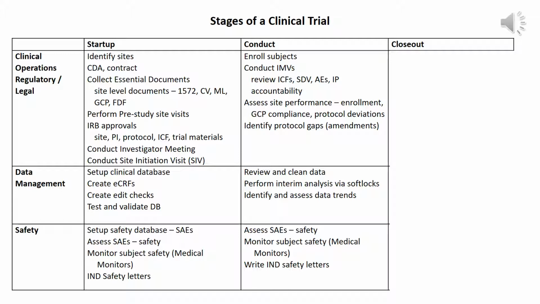On the data management team, they're going to be reviewing and cleaning data. They're going to be performing interim analysis, and they're going to conduct some soft locks so that they can take a look at the data and see if it's meeting the necessary requirements that we're going to need later on. They're also going to identify and assess data trends. And then finally, our safety team is going to be involved in assessing serious adverse events, writing IND safety letters, things like that.